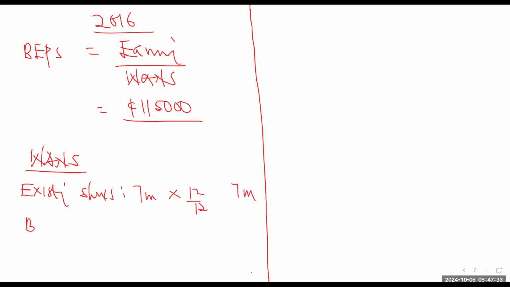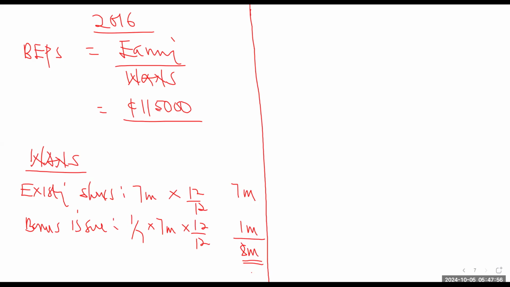So you can actually do the bonus issue separately, or you can just put the two together. The bonus issue will be 1 over 7 multiplied by 7 million, and that will also be 12 over 12. So that will give us 1 million, and that will give us 8 million.